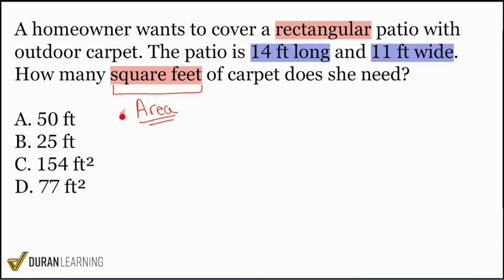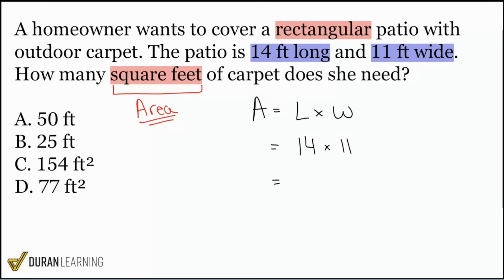I know I'm looking for area. I know I'm dealing with a rectangle, so I can write my formula out immediately. Length times width. And then up next, we see that it says the patio is 14 feet long. Boom, right there. 11 feet wide right there. And we're good to go. So 14 multiplied by 11 is what we're looking at here. Some mental math tells me that's 140 plus 14.